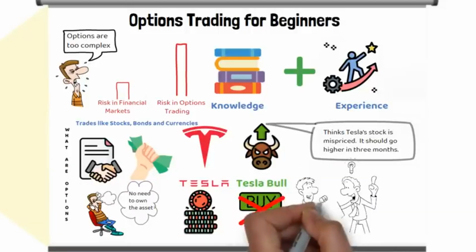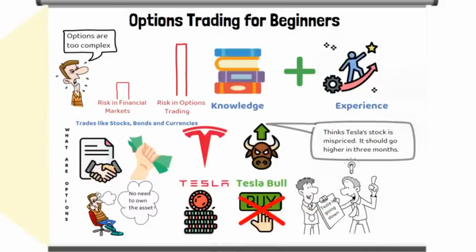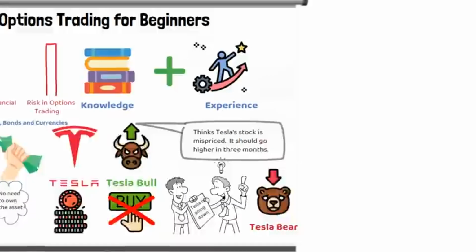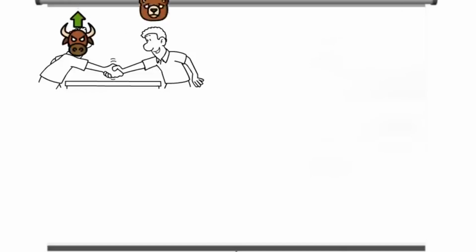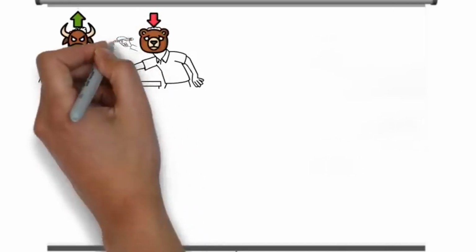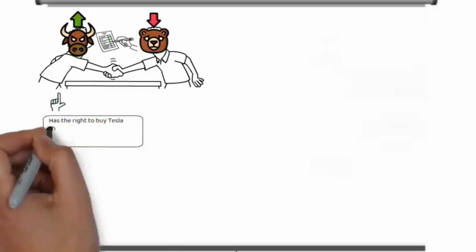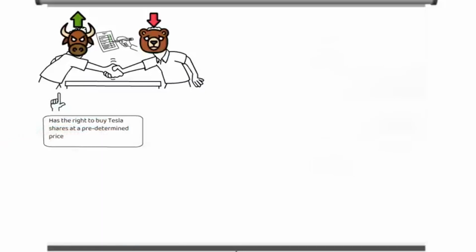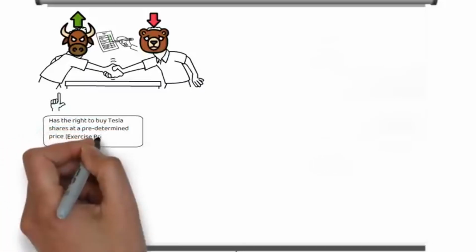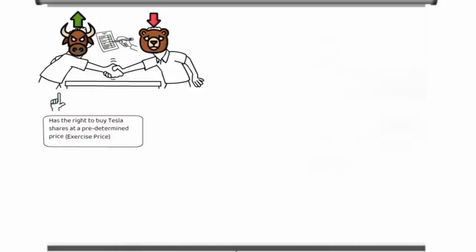He comes across another trader who has an opposite view on the company's stock price. We can call this trader the Tesla bear. Tesla Bull and Tesla bear enter into an agreement that lists their views, thereby providing Tesla Bull the right to buy the shares from Tesla bear at a predetermined price. This is called the exercise price. So, for example, if the price agreed between both parties is $165, Mr. Bull has an option to buy the stock at $165 after 3 months.